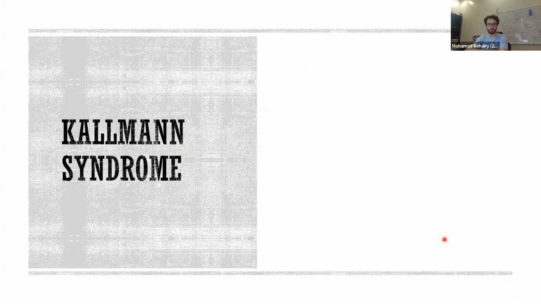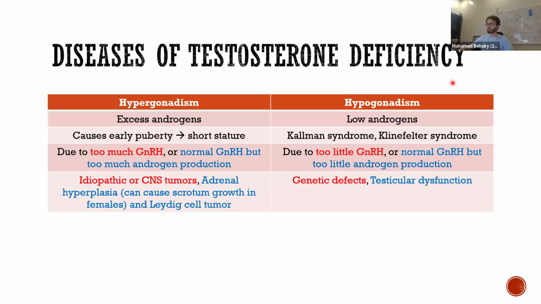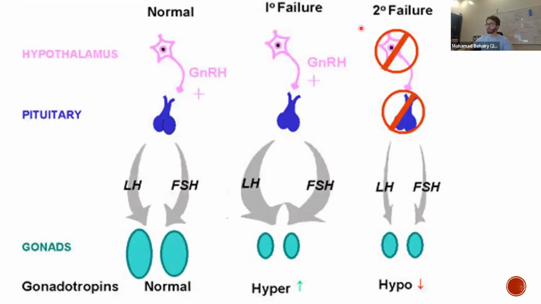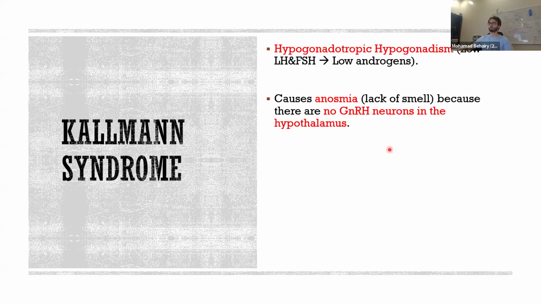Let's move on to Kallmann syndrome. Kallmann syndrome is a hypogonadotropic hypogonadism. What does that mean? Hypogonadotropic means low LH and FSH. And because the LH and FSH are low, we're going to have hypogonadism. Like what's written here, low LH and FSH leads to low androgens. Okay? Which is equivalent to this exactly. This is Kallmann syndrome in a nutshell. The secondary failure.